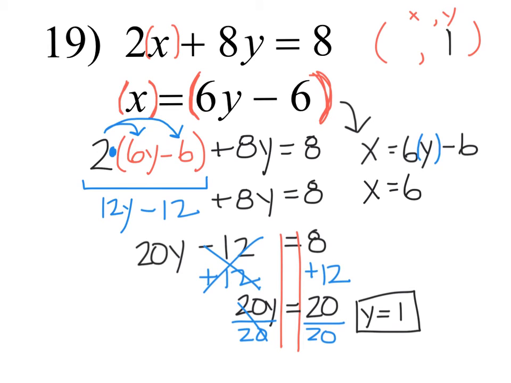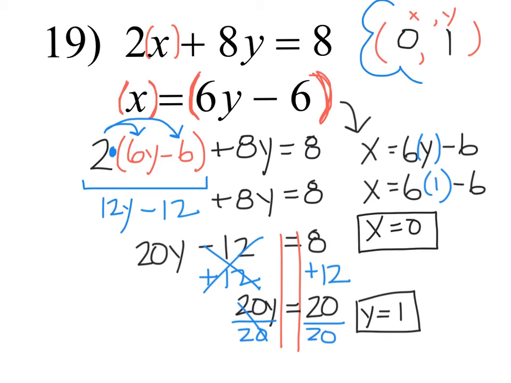X is equal to 6 times 1 minus 6. I'm going to do some mental math. 6 times 1 is 6. 6 minus 6 is 0, which means x is equal to 0. I can write that up on top in my final answer. And that is where those two lines cross.